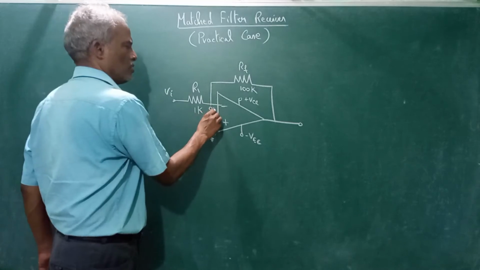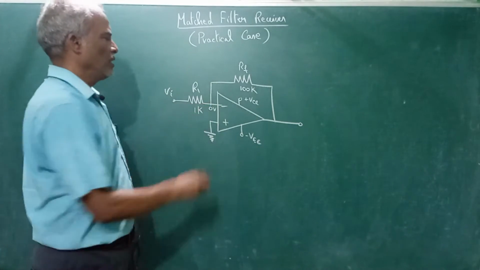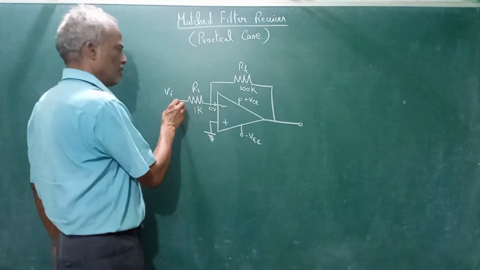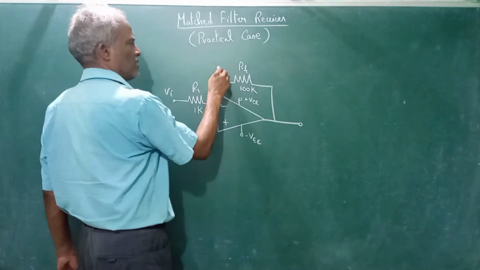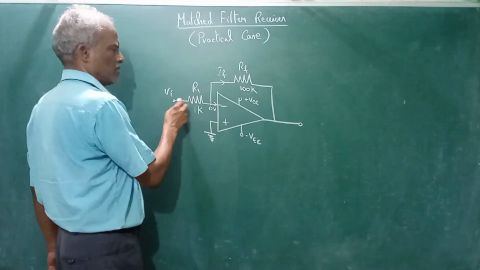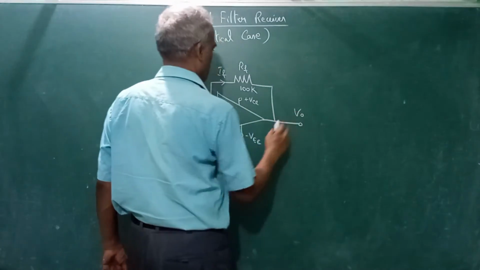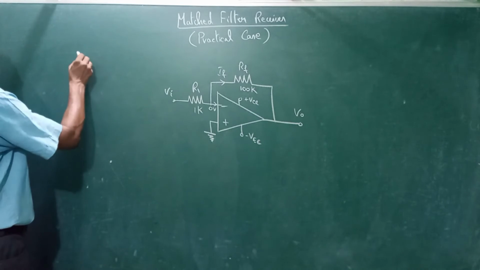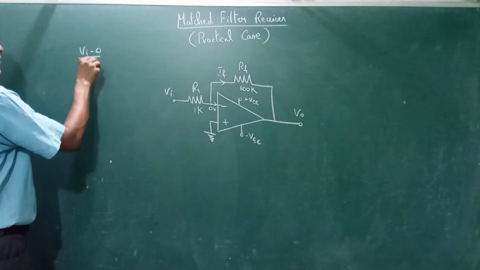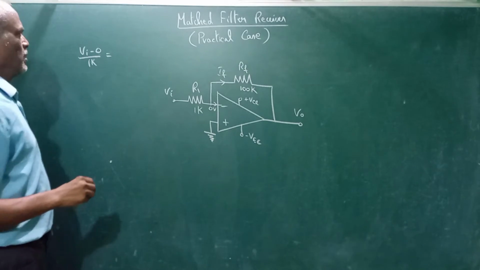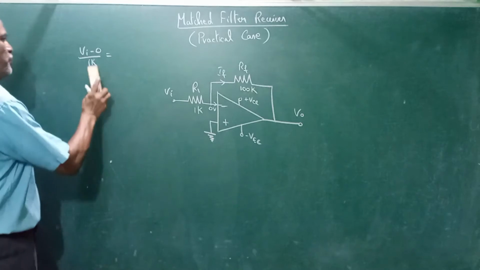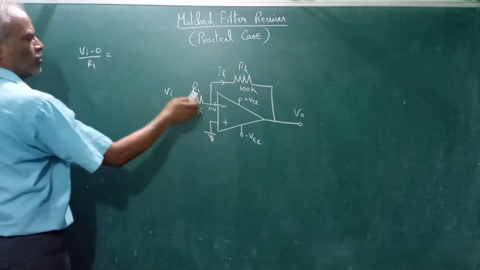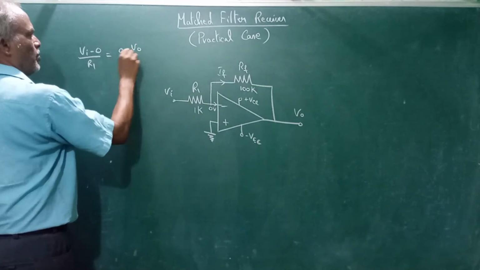Since this is 0, this is also 0. The current here will not go into the op amp. Why? The input impedance of the op amp is infinity. Therefore, this current and this current have to be the same, that is IF. Now this is the incoming current. Now we have Vout. At this junction, the incoming current should equal the outgoing current. The incoming current is (V in minus 0) by 1K, or I can call it R1. This is equal to the outgoing current, which is (0 minus V0) by RF.